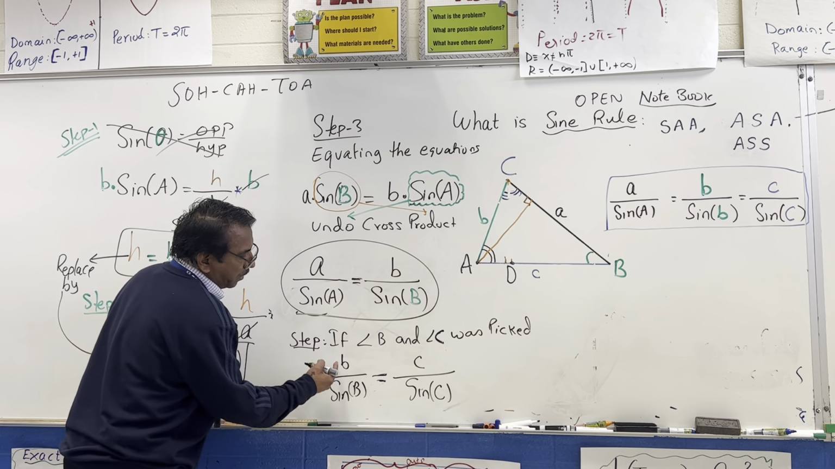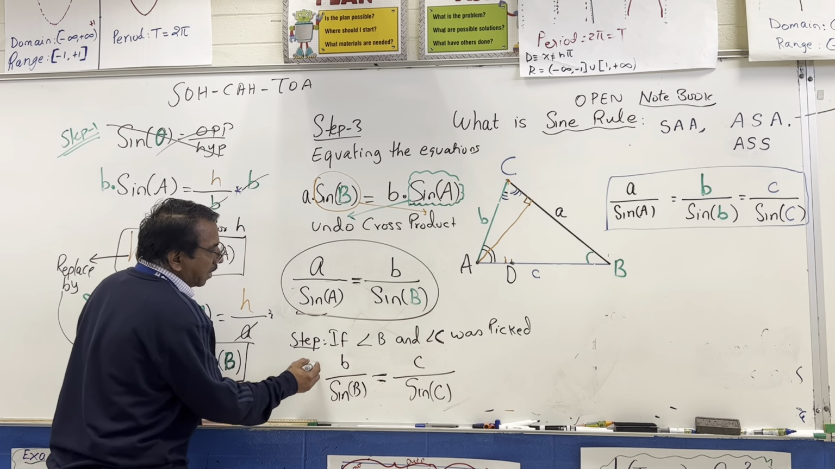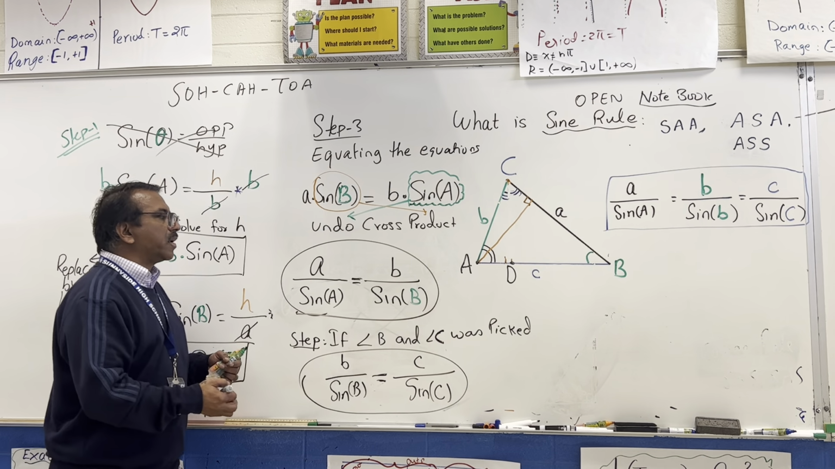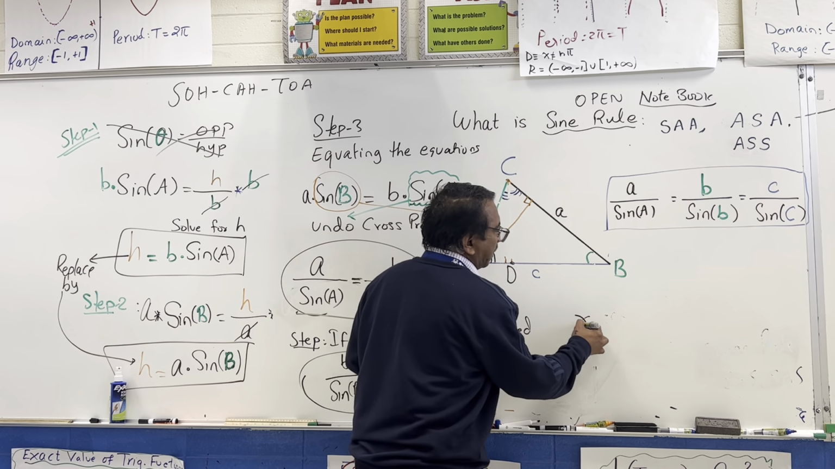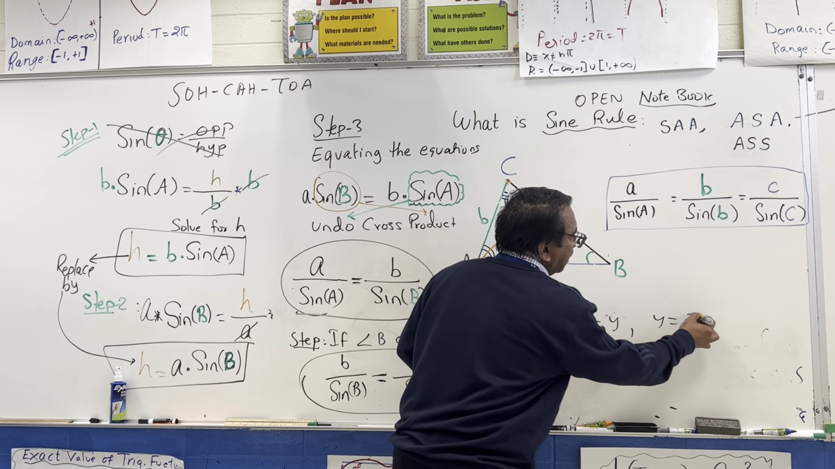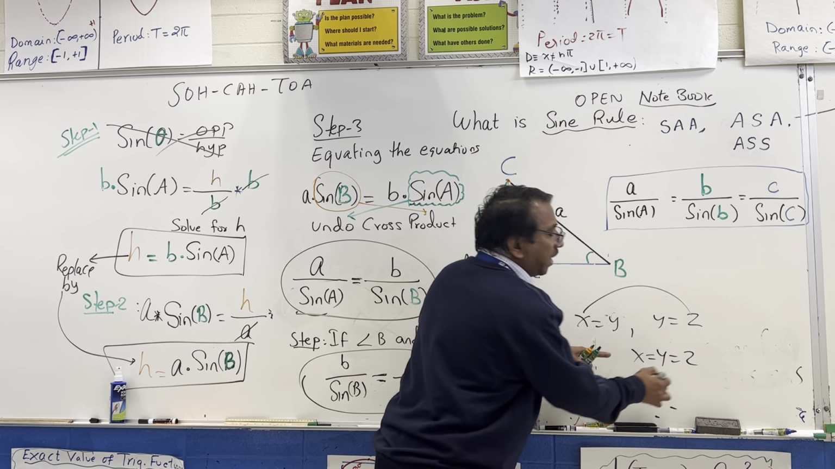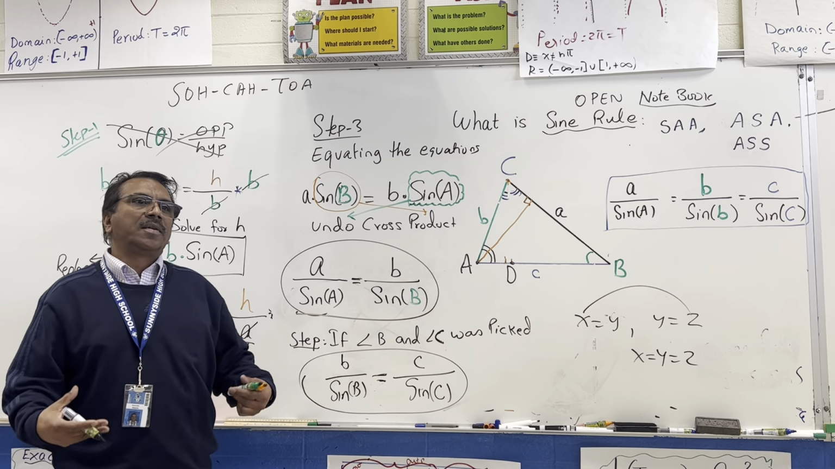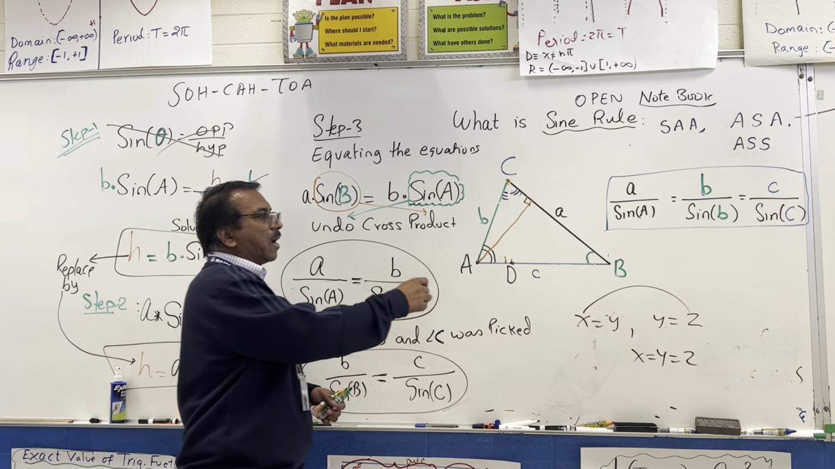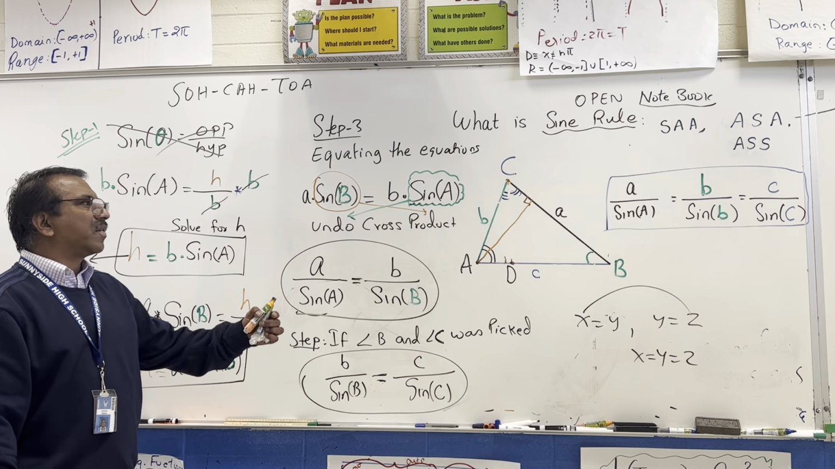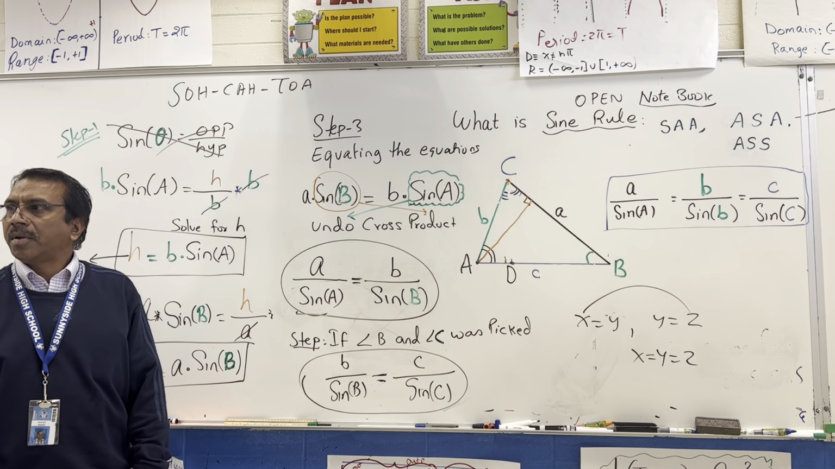So this one, b over sine B, is c over sine C, and then look at this thing. We can use the transitive property, which means what? If x is y and y is z, then x has to be what? x equals y equals z, agree? It's called the transitive property, where everything becomes equal. Do you get what I'm doing?